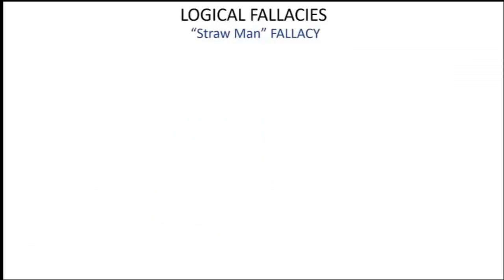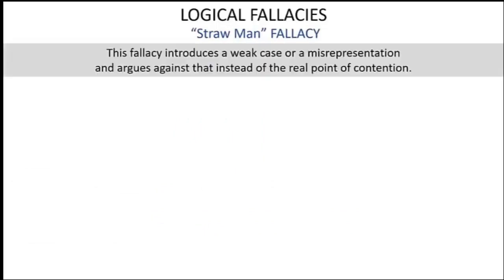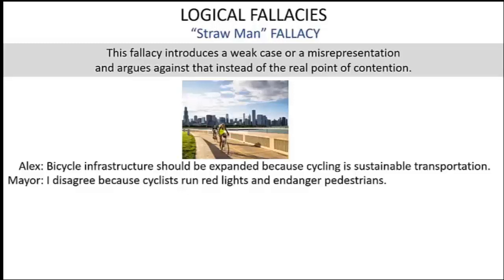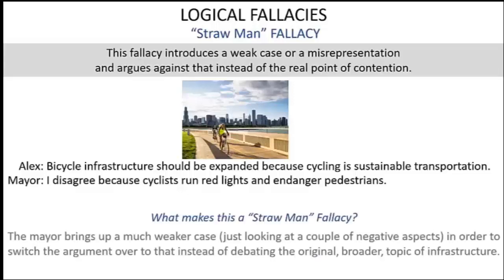The straw man fallacy. This fallacy introduces a weak case or a misrepresentation and argues against that instead of the real point of contention. For example, Alex says, "Bicycle infrastructure should be expanded because cycling is sustainable transportation." The mayor says, "I disagree because cyclists run red lights and endanger pedestrians." What makes this a straw man fallacy? The mayor brings up a much weaker case, just looking at a couple of negative aspects, in order to switch the argument over to that instead of debating the original, much broader topic of infrastructure.